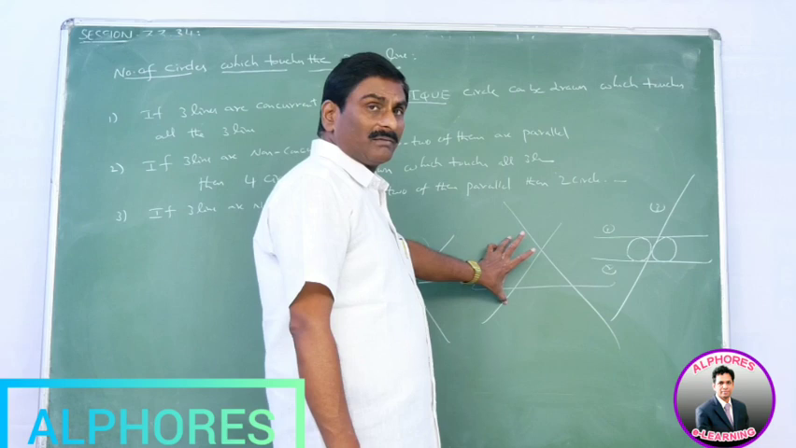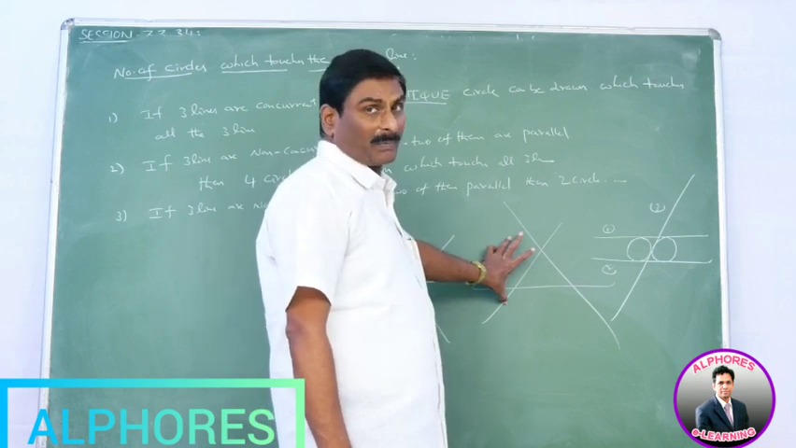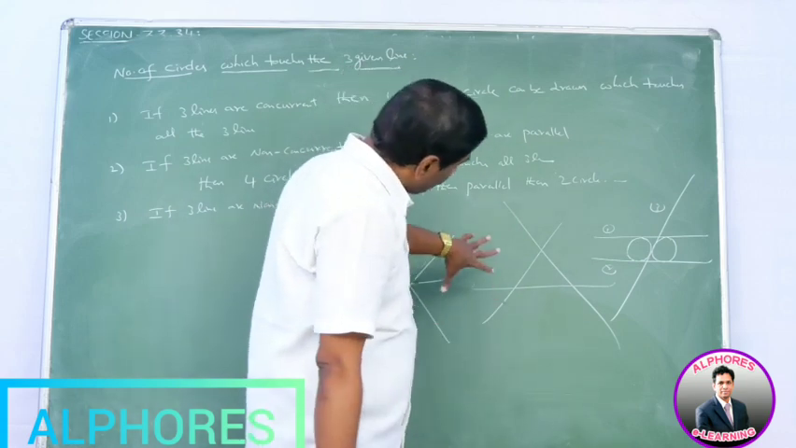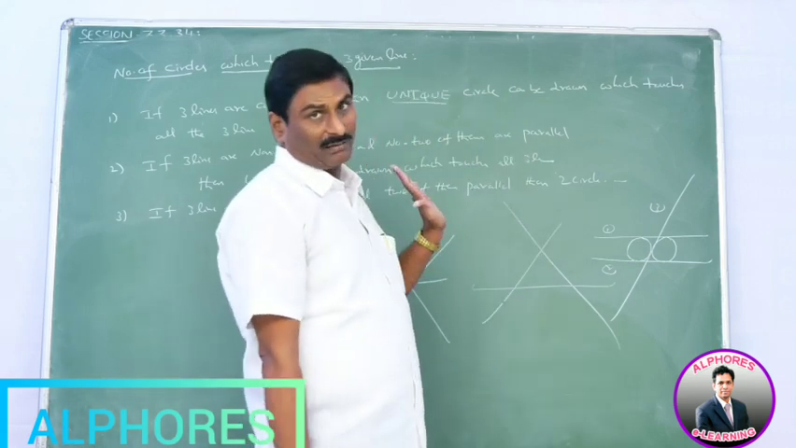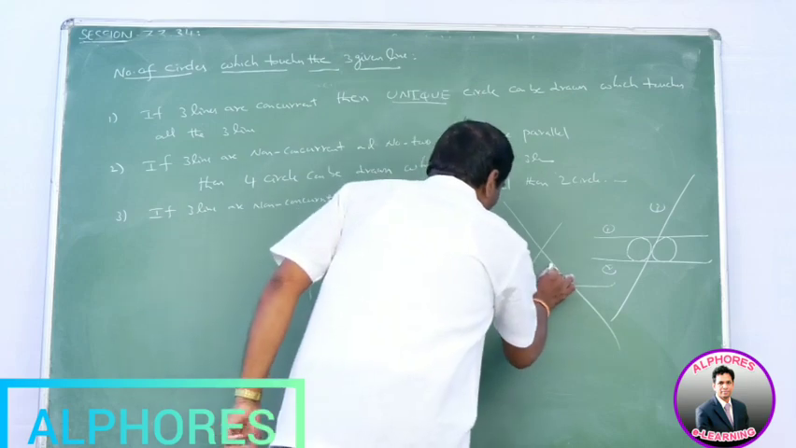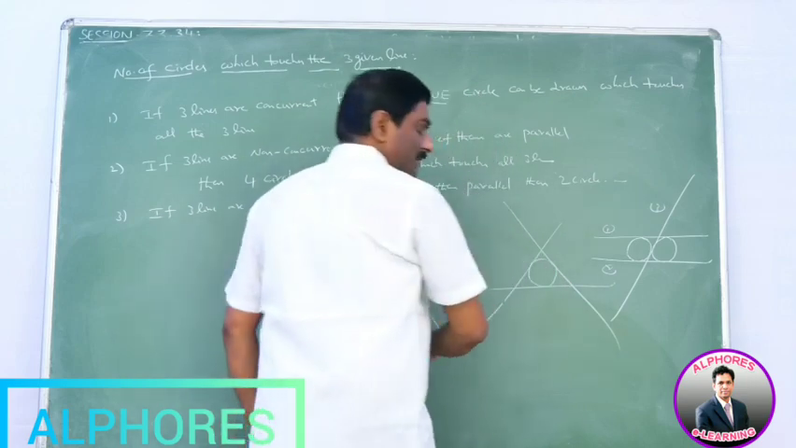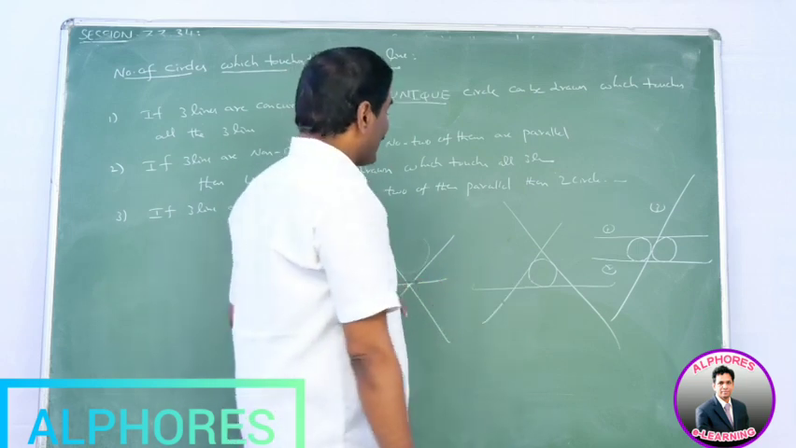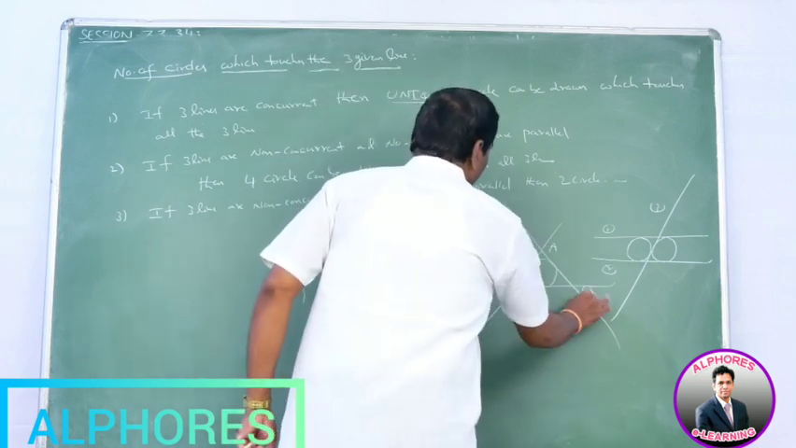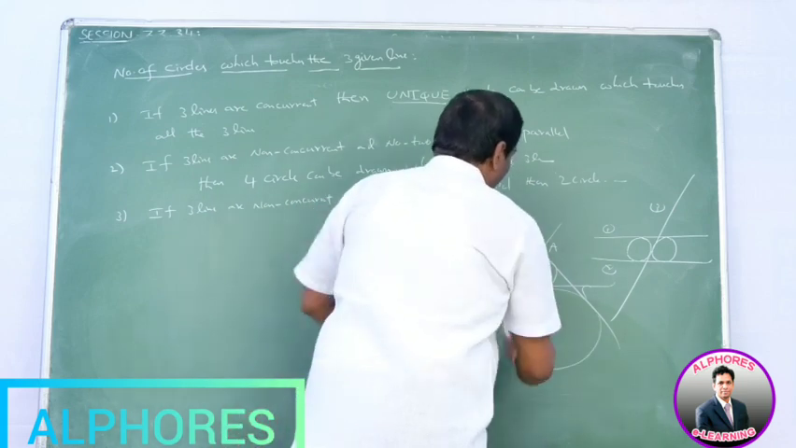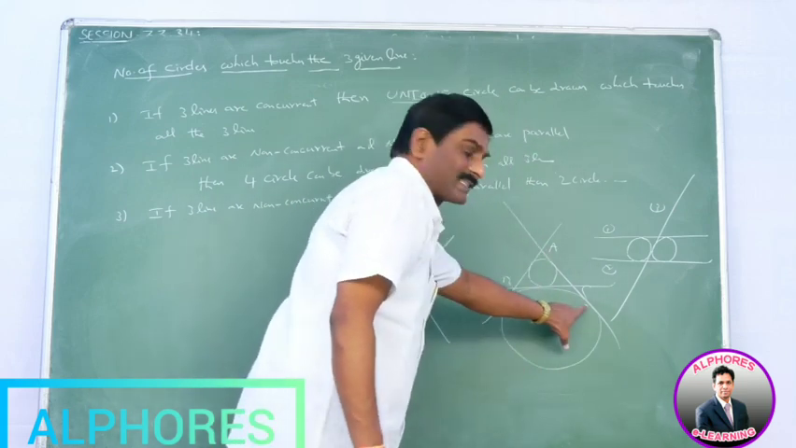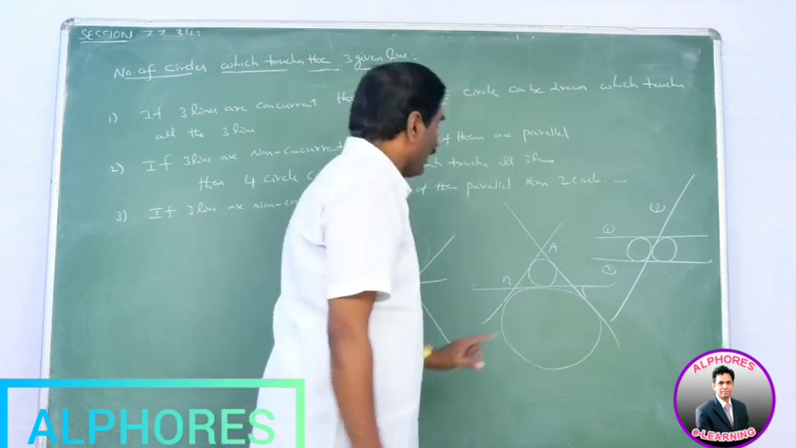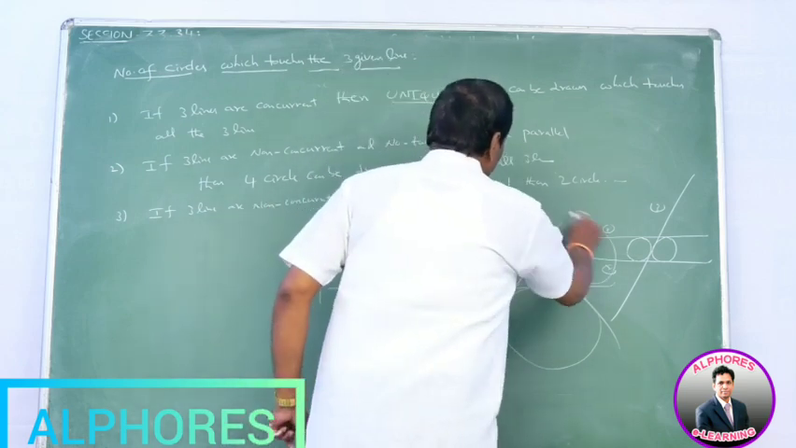Suppose the lines are in this way. They are not concurrent and no two of them are parallel. In this case, the three lines form a triangle. Okay. The incircle touches all the three lines. This is one of the possible circles. Next, the excircle: suppose these are A, B, C. The excircle opposite to the vertex A touches these three sides. This circle touches these three sides. Okay. Similarly, the excircle opposite to B, and opposite to C.